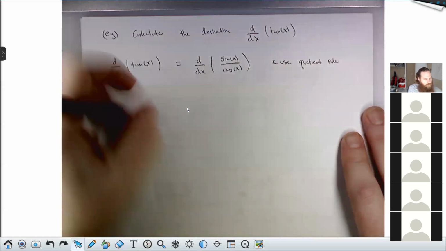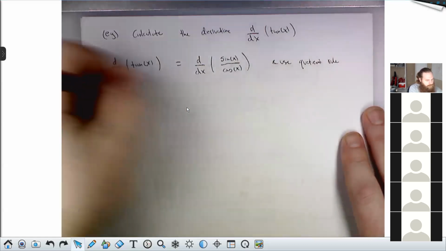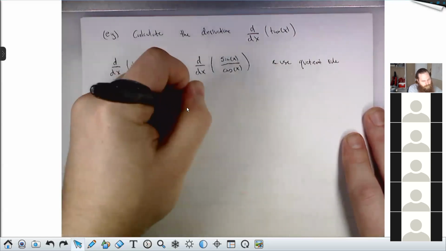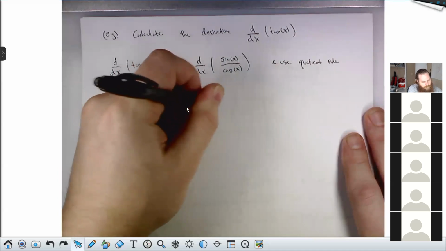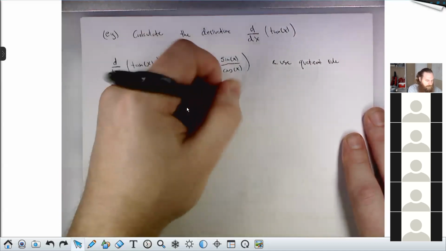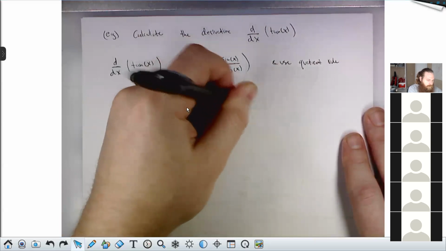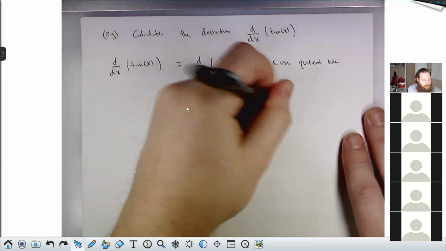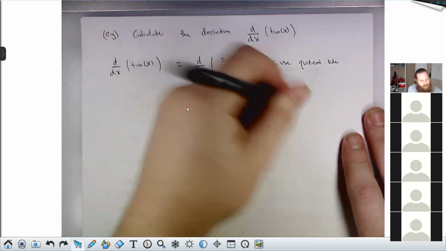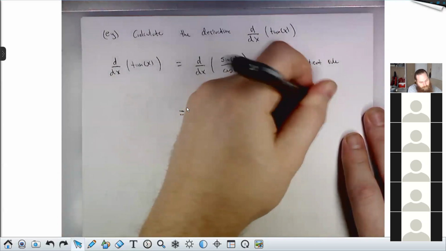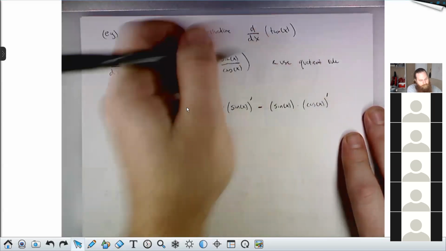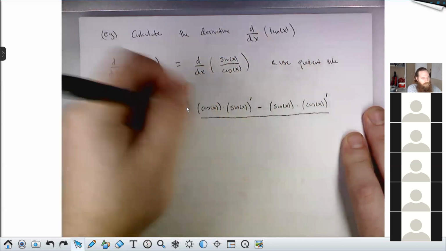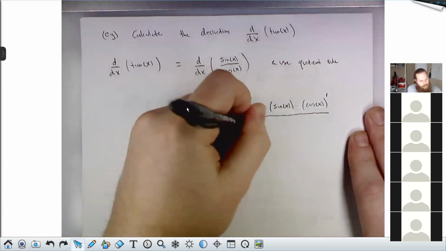The quotient rule says we take the bottom times the derivative of the top. So I'll write this out kind of schematically. This is going to be cos x times the derivative of sine x, minus the top, which is sine x times the derivative of the bottom. And we divide all of that by the bottom squared.